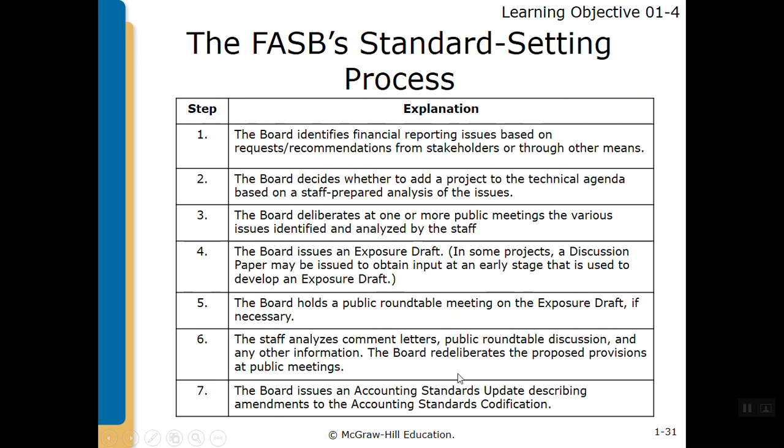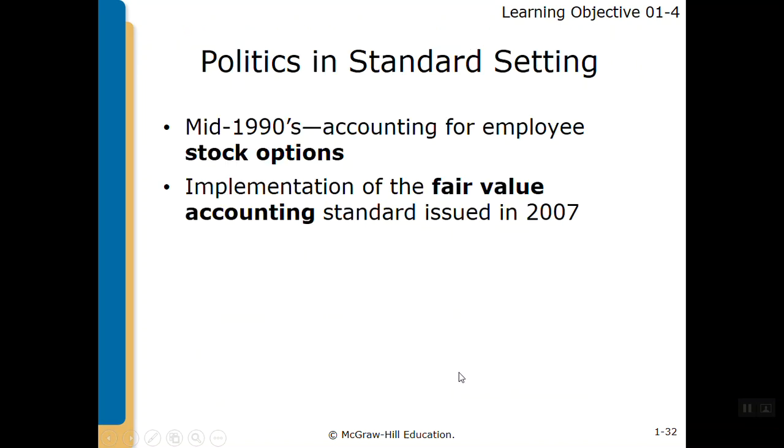And this is just FASB's standard setting process, so we're not going to read through that. All right, so politics and standard setting. This slide is just in here because we try to be independent as accountants, and we try to report things that are unbiased and not politically driven. But sometimes politics does drive the way that we report things. And this is just an example of that.